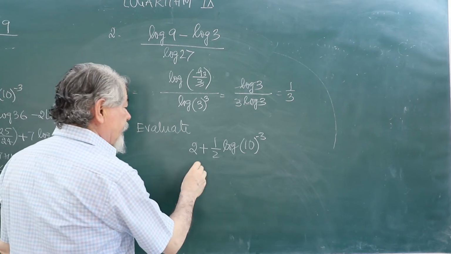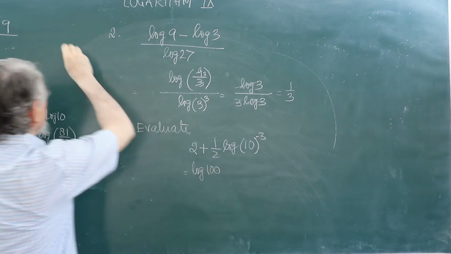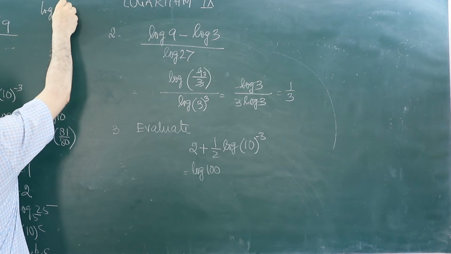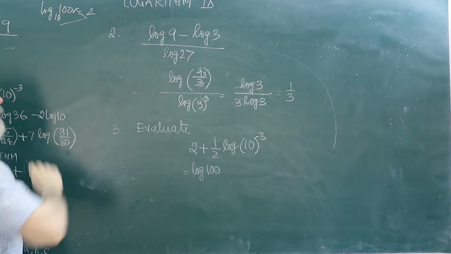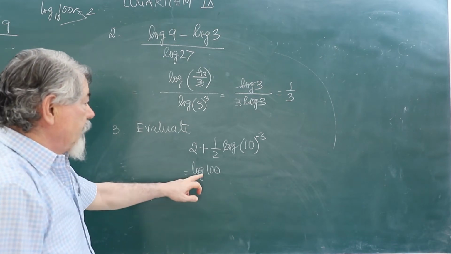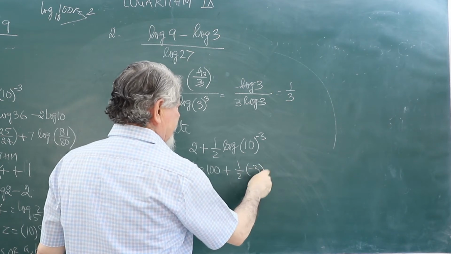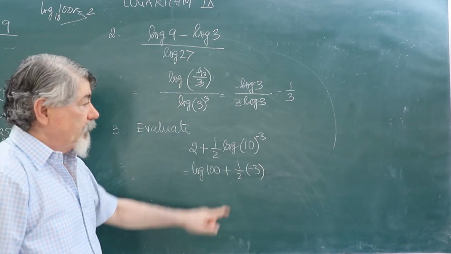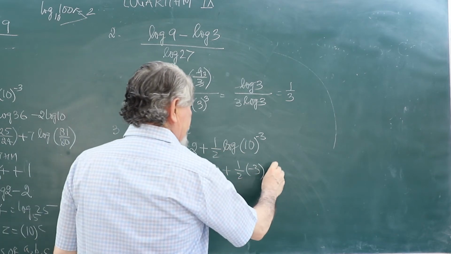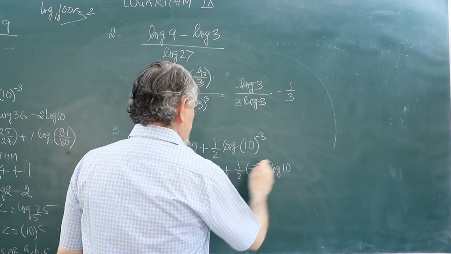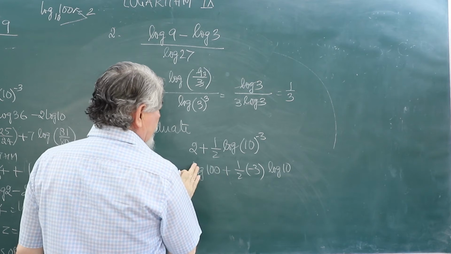So 2 can be written as log 100. Log 100 to the base 10 is equal to 2, because 10 to the power 2 is 100. So log 100 plus half into minus 3. I brought this power in the beginning. This power has been brought as the multiple, half into minus 3, and this is log 10. Now log 100 is obvious, even you didn't need to do this.